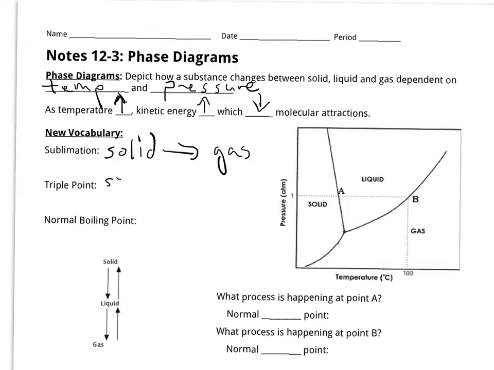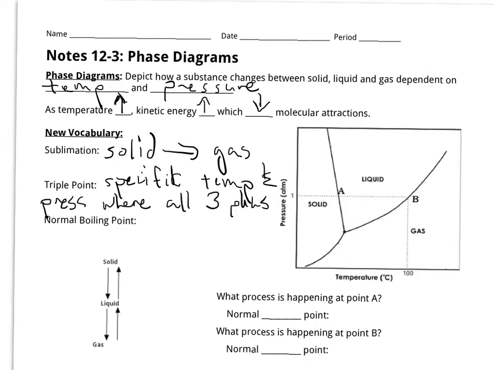The triple point is a temperature and pressure where all three phases are present. So in other words, for that substance, at this specific temperature and pressure, you have all three phases at the same time. And I'll have a cleaned up version of these notes available online. This is just the video, a little messy.